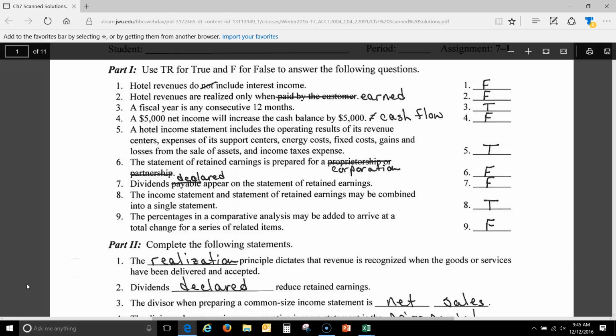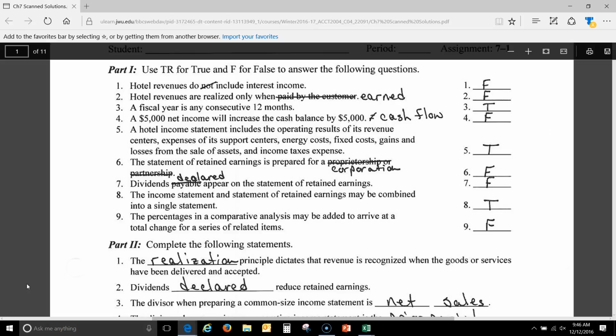Let's move on to question five. A hotel income statement includes the operating results of its revenue centers, expenses of its support centers, energy costs, fixed costs, gains and losses from sale of assets, and income tax expense. Now, we're thinking of the income statement, so is number five true or false? True. Very good. All right.